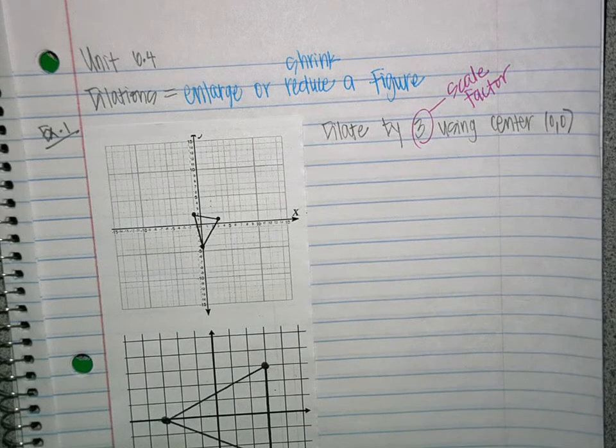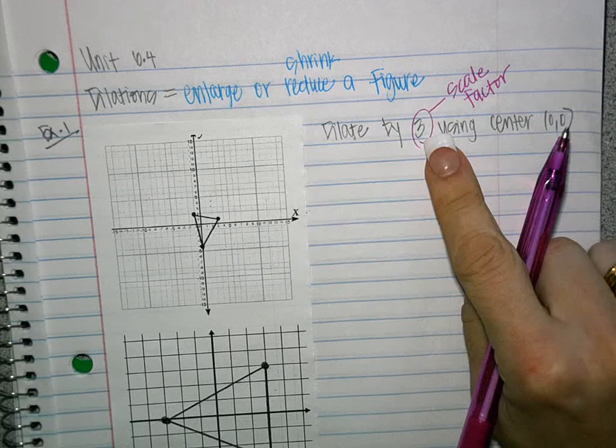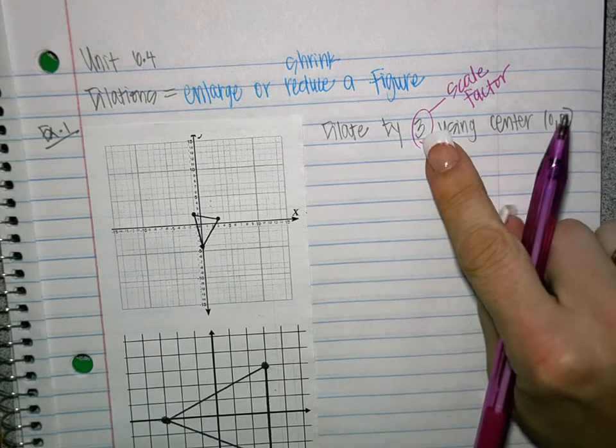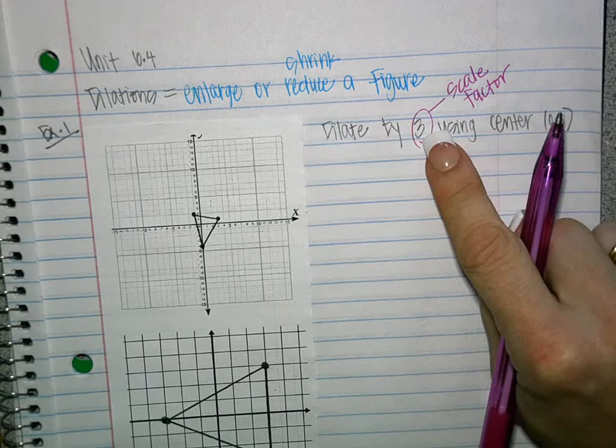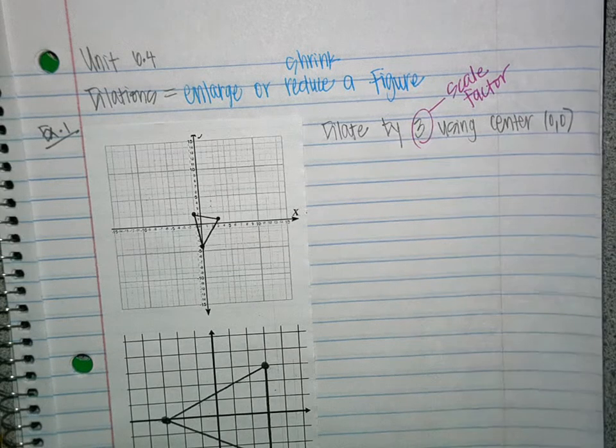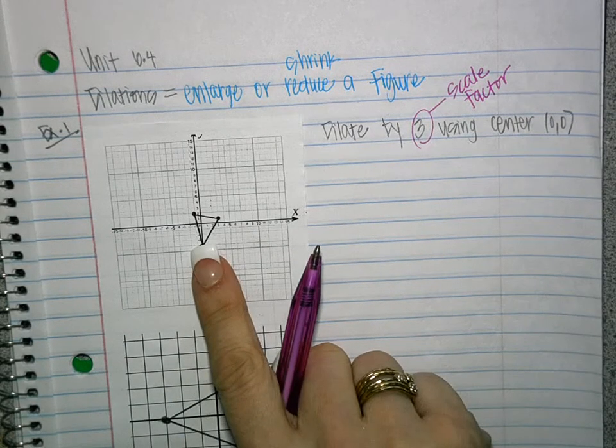If it's a bigger number than 1, that means we are going to enlarge something. So we want to make this 3 times bigger. If it's a number less than 1, if it's a fraction, that would make something smaller. If you're multiplying by a fraction, it makes the number smaller. So this is called the scale factor. The scale factor here is 3.